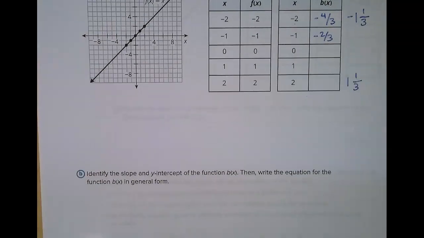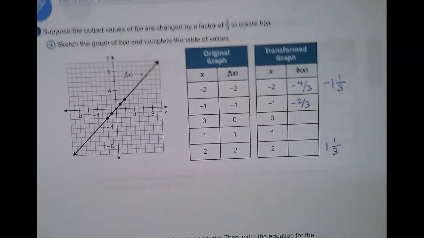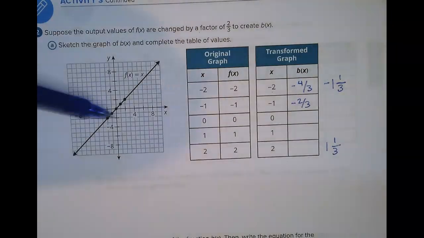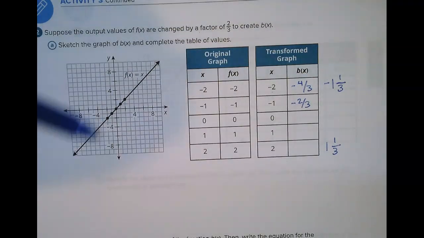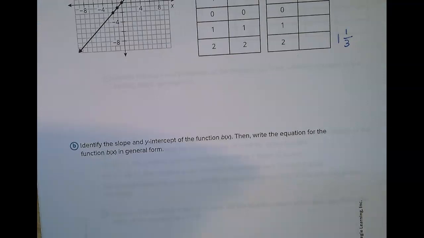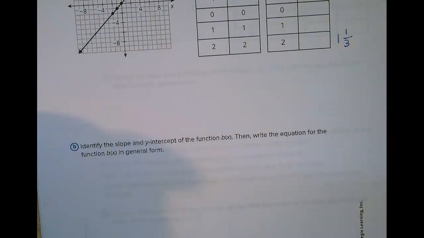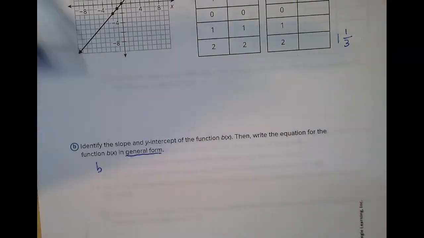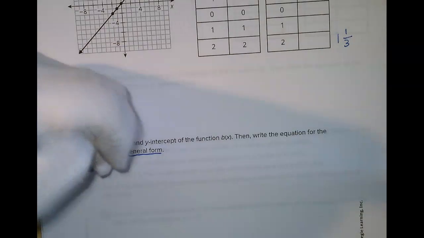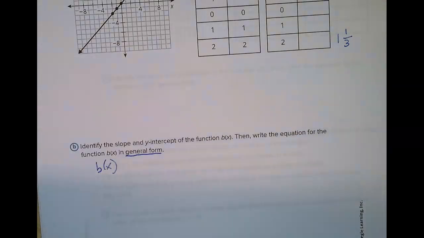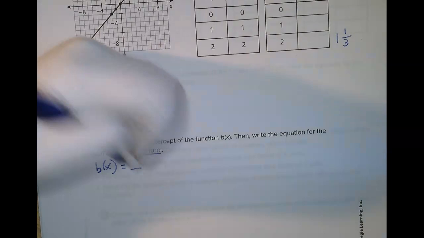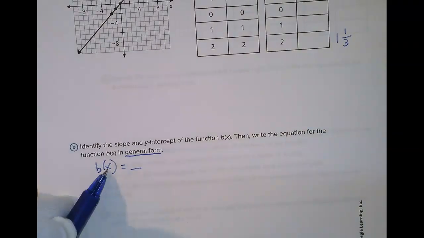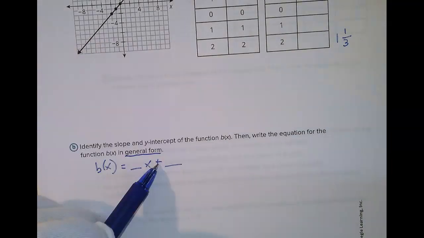Then, what you're going to do once you get your points and once you plot those points and create your line on your graph, you're going to come down here and write the function or the equation for b of x in general form. Just a reminder that you have the name of your function, then you have your slope, followed by your variable, followed by your y-intercept.